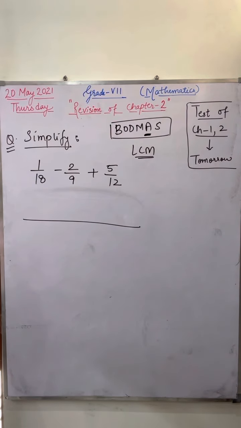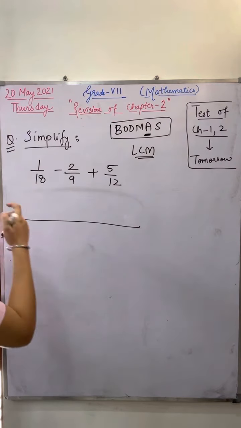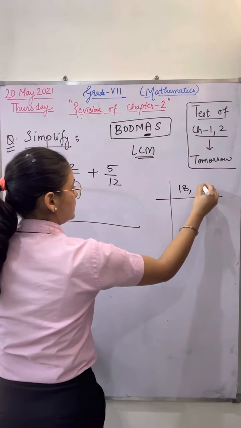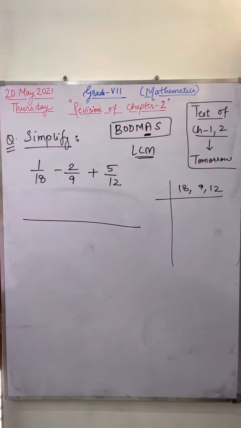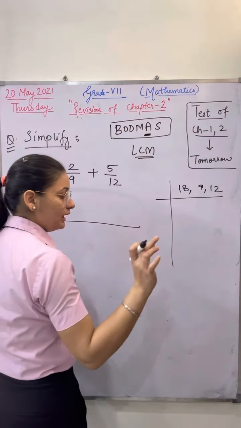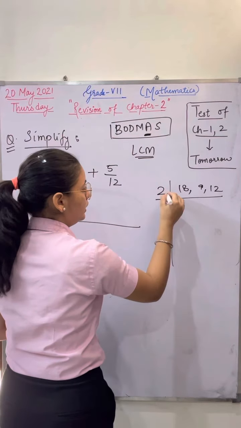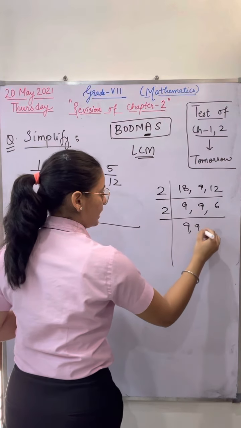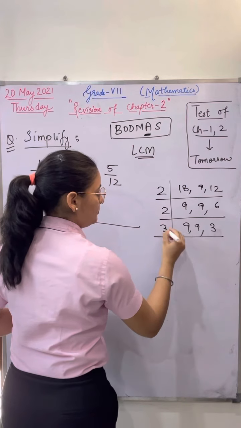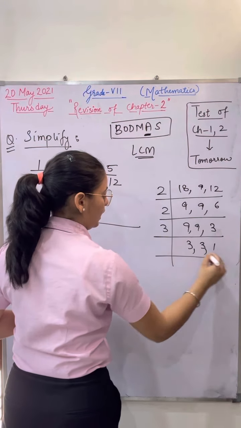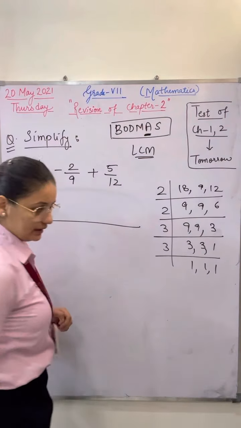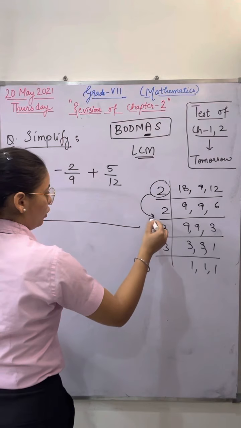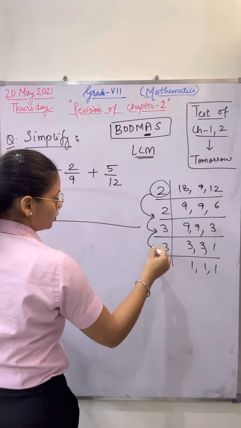Yes, Jyotirmay, right. LCM is right. So the LCM of 18, 9 and 12. The LCM of these three numbers: always start with the smallest prime number, that is 2. 2 9s are 18, 9 and 9 as it is; again with 2, 2 3s are 6. Now with 3, 3 3s are 9, 3 1s are 3. Now with 3, 3 1s are 1. Always start with the smallest prime number. So 2 2s are 4, 4 3s are 12, 12 3s are 36.